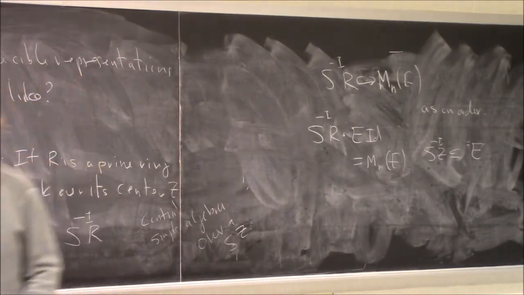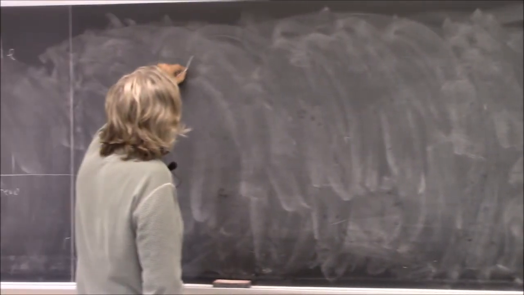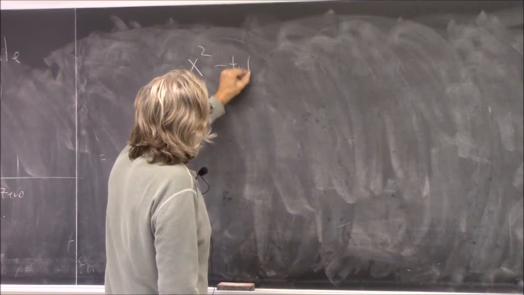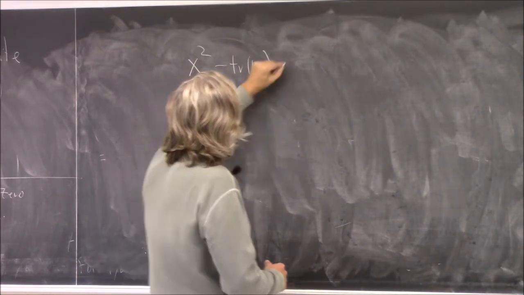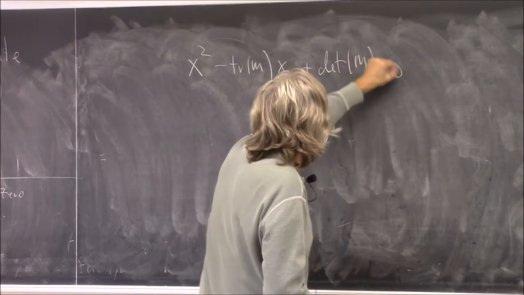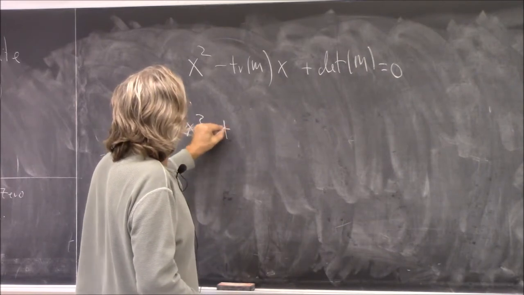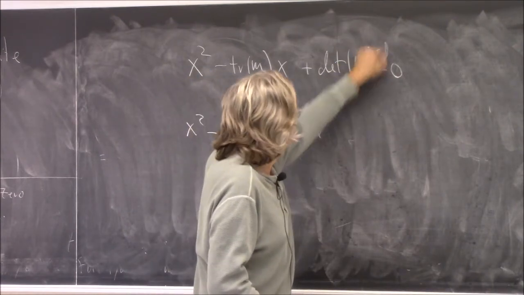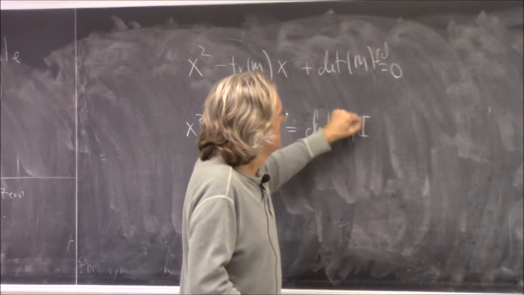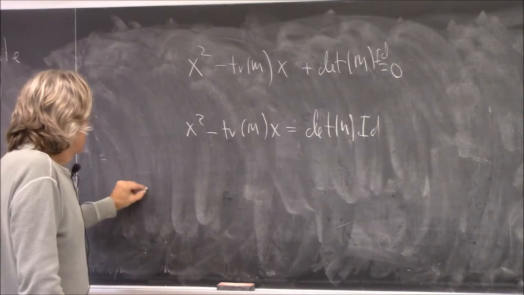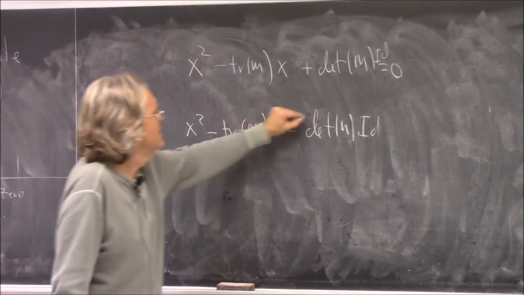Like, once again, if you have a 2x2 matrix, x squared minus the trace of M times x plus the determinant of M equals 0. So x squared minus the trace of M x is equal to, and that should have the identity there, minus the determinant of M times the identity. So that's a central matrix. Okay. So then what I do is... Sorry, is there a minus sign? Oh, yeah. The minus.